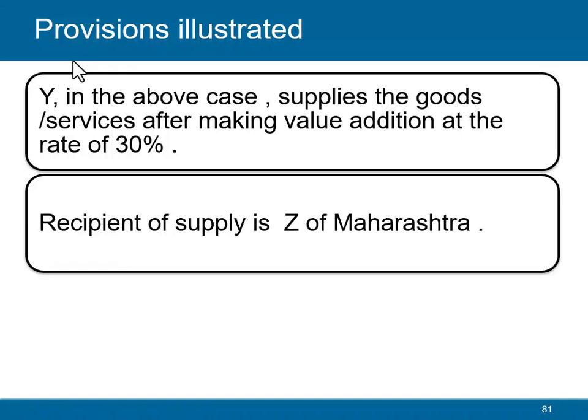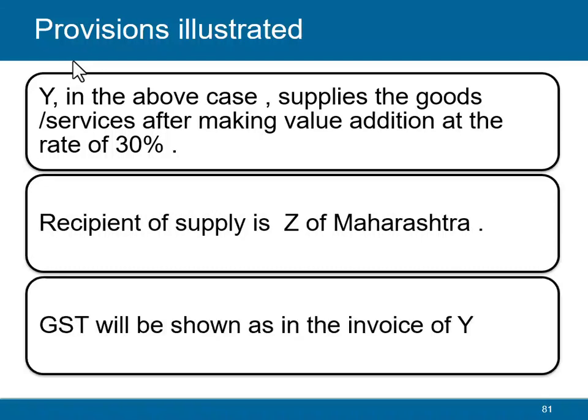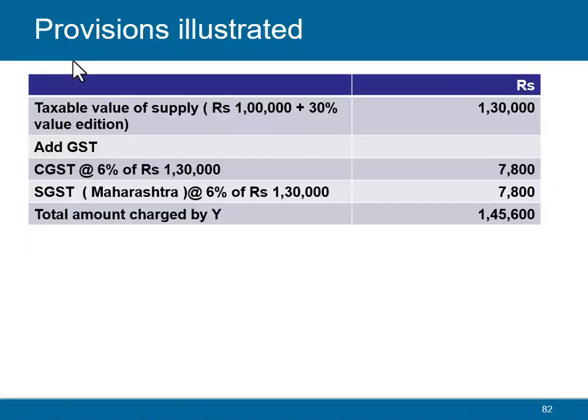Recipient of supply is Z of Maharashtra. The goods are remaining within Maharashtra, first case. GST will be shown as in the invoice. Now, taxable value of supply will be 1 lakh plus 30%, 1,30,000. Add GST, which will be 6% on 1,30,000 and 6% on 1,30,000. So, he will be paying both CGST as well as SGST. The amount charged by Y will be 1,45,600.